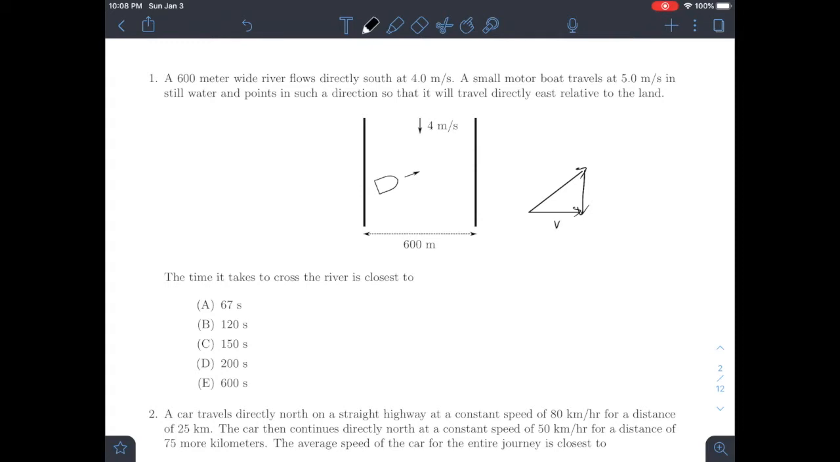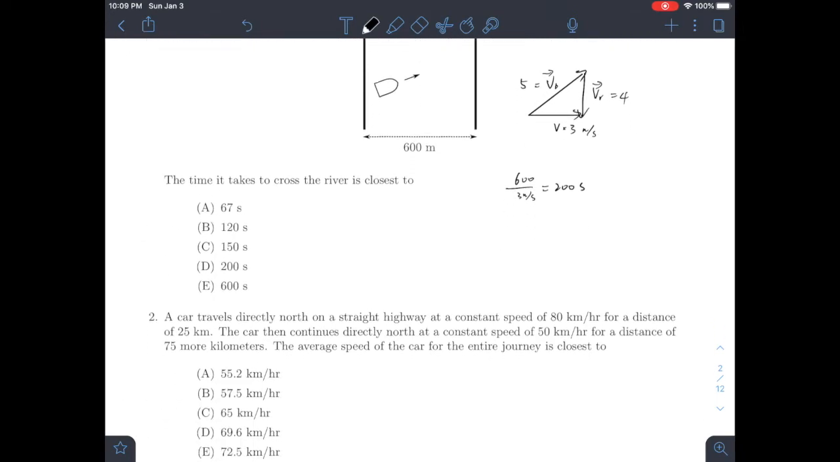First, we have the boat pointing in the VB direction, plus the vector of the water direction, equal to the final velocity. The velocity of water is 4, the velocity of the boat is 5. Then add the vectors together, and we get 3 by the Pythagorean theorem. 5 squared minus 4 squared is equal to 9, and the square root of 9 is equal to 3. And 600 divided by 3 meters per second is 200 seconds, which is D.